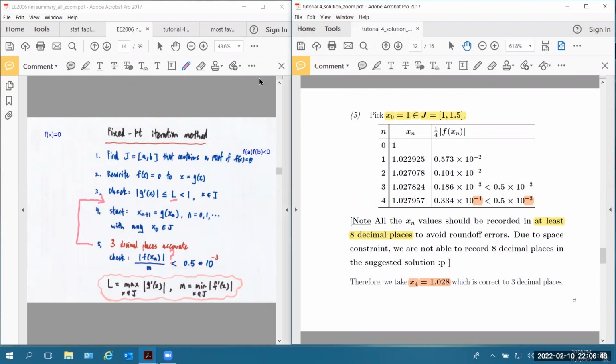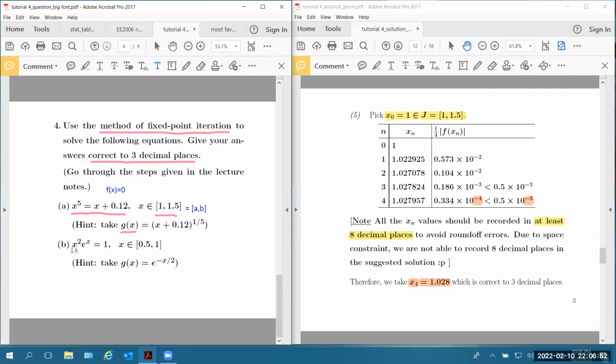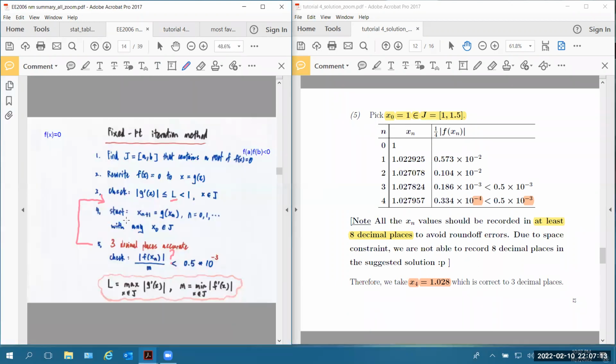Okay, good. Let's do the last part here. I'll go faster because the steps are the same, just that we change the equation. And see now the equation changes, the interval also changes, and the g(x) they give us is also different. But the steps are the same. So let's go through the steps.